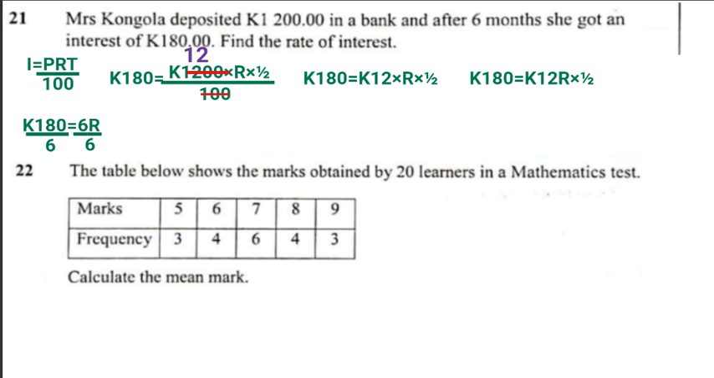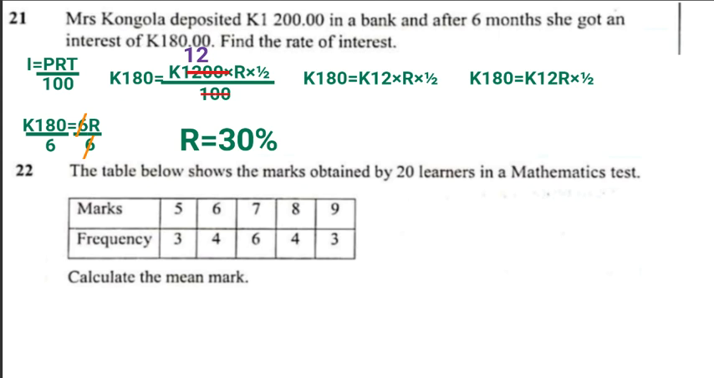I've just ignored the kwacha sign. Then we're going to say 6 there and 6 there, they cancel each other out, leaving us with R, which is equal to 180 divided by 6, which will give us 30. So 30% was the interest rate. 30% was the interest rate.